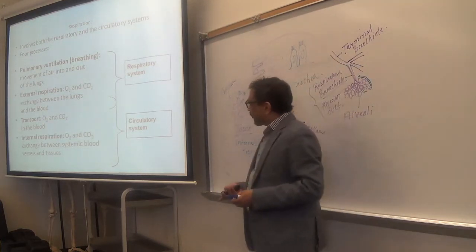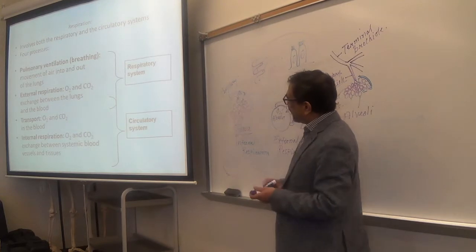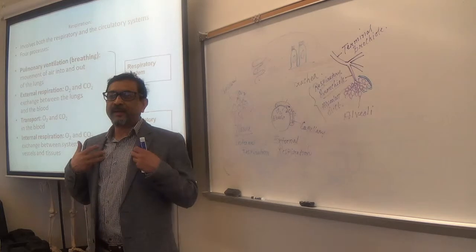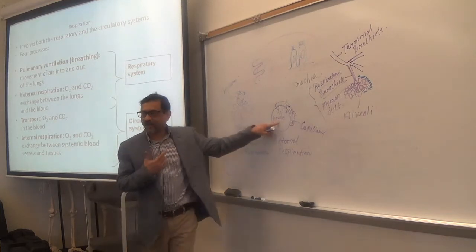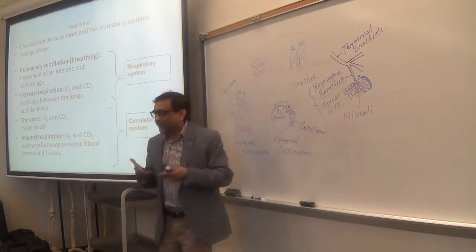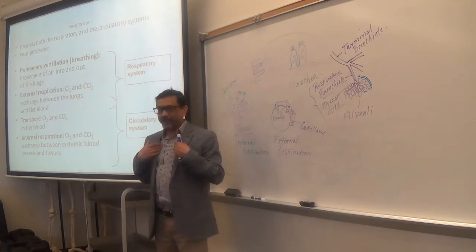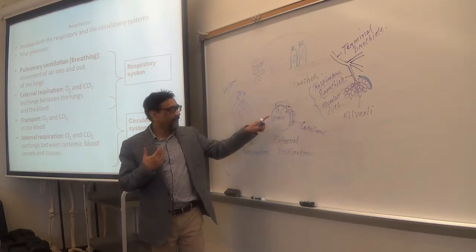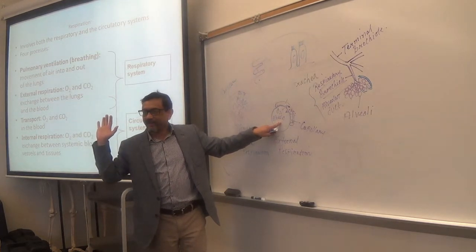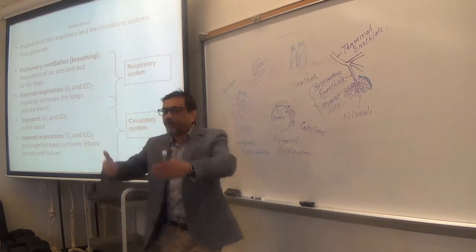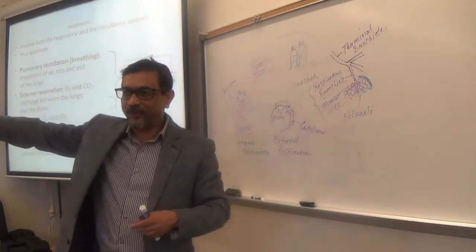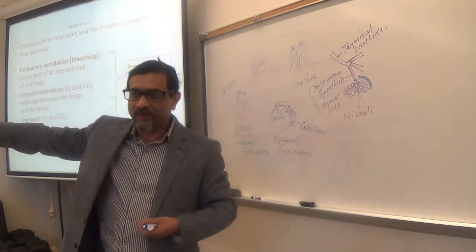Okay, now the first 2 processes, that means breathing, pulmonary ventilation, and gas exchange, external respiration, these 2 occur in the respiratory system, right? You breathe by your respiratory system, right? And inside the lung, gas exchange, so lung is respiratory, right? But other 2, transportation by what? Blood, right? And blood is not a part of respiratory system. Blood is a part of cardiovascular, right?